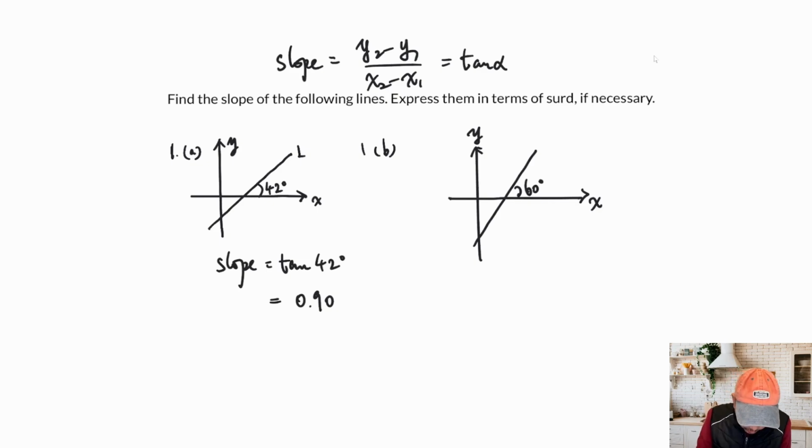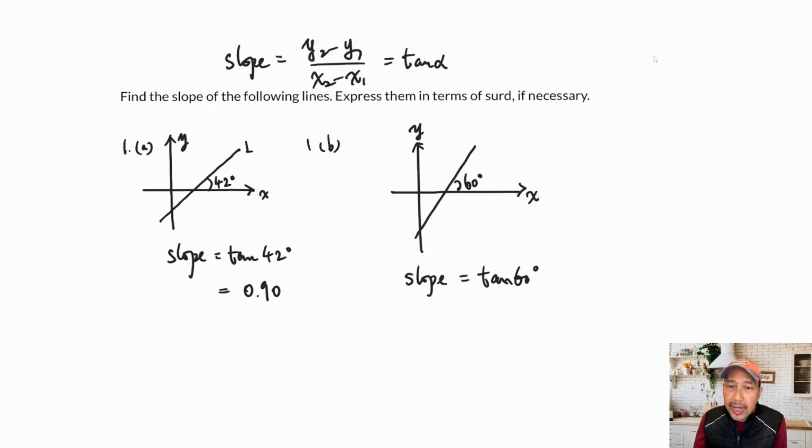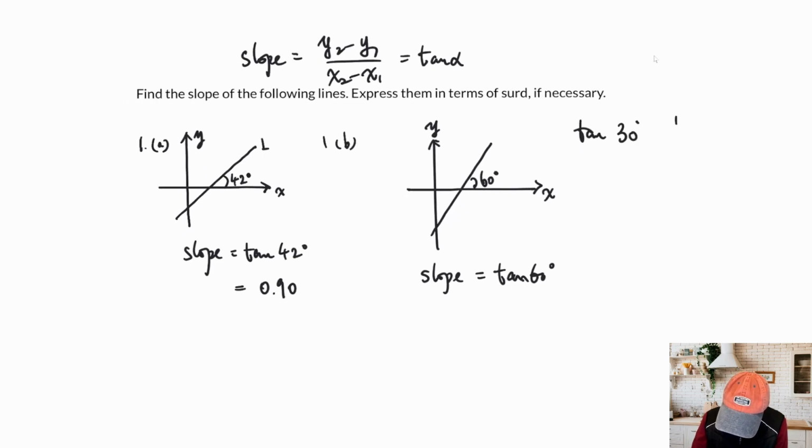In part B, we apply the same formula. Slope is equal to tangent 60 degrees. 60 degrees is a special angle, and the question requires us to use surd if necessary. Perhaps we take some time to review the special angles of tangent. Tangent 30 degrees is 1 over root 3, 45 degrees is 1, and 60 degrees is root 3. So tangent 60 degrees, the slope will be equal to root 3.